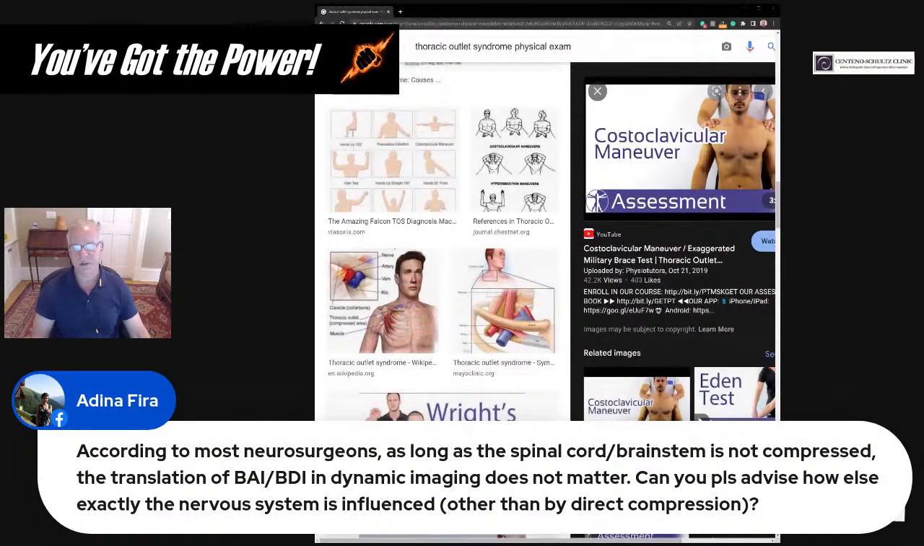Adina, according to most neurosurgeons, as long as the spinal cord and brainstem are not compressed, the translation in dynamic imaging does not matter. Can you please advise how else exactly the nervous system is influenced other than by direct compression? Yeah, I would agree with what you've heard from the neurosurgeons, meaning that as far as the BAI is concerned, that's not a measurement we would use to define instability.